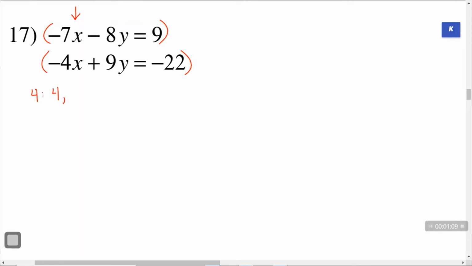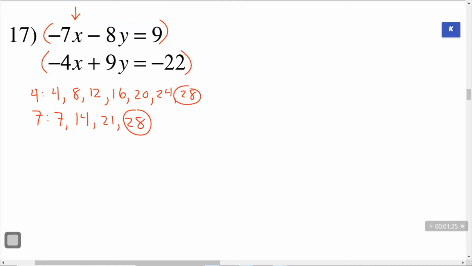But I just basically do this. The multiples of 4 are 4, 8, 12, 16, 20, 24, 28. 7 has multiples of 7, 14, 21, 28. Notice that's the first one that they both have in common. So that's why I'm choosing 28.